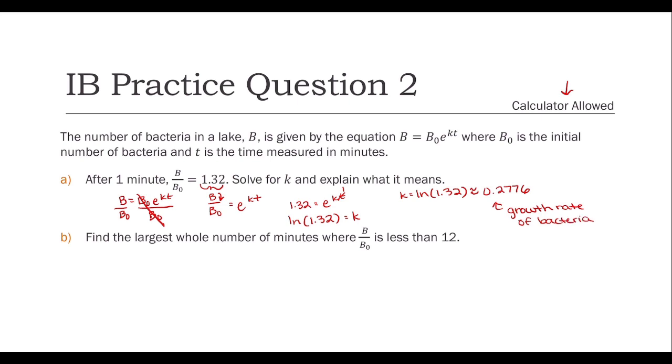So part B says find the largest number of minutes where B over B naught is less than 12. So our B over B naught is equal to e to the k, so ln of 1.32 times t. And we need this to be less than 12. So e to the natural log of 1.32 times t has to be less than 12.